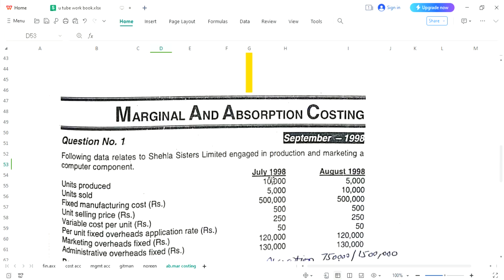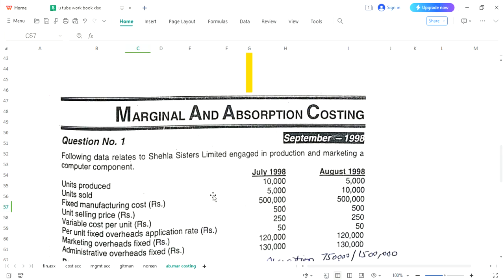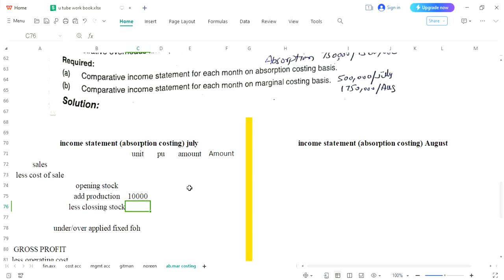The first step would be that whatever is written here, we will copy these amounts and directly post them. So first is units produced. We have 10,000 units produced. This is written here: number of units produced in July is 10,000. Then units sold are 5,000. Come over here, 5,000 units are sold.